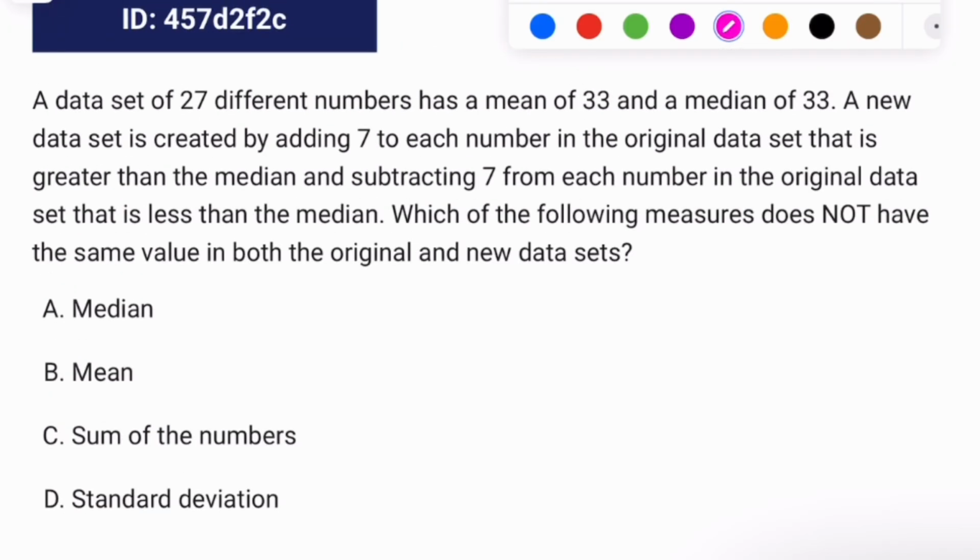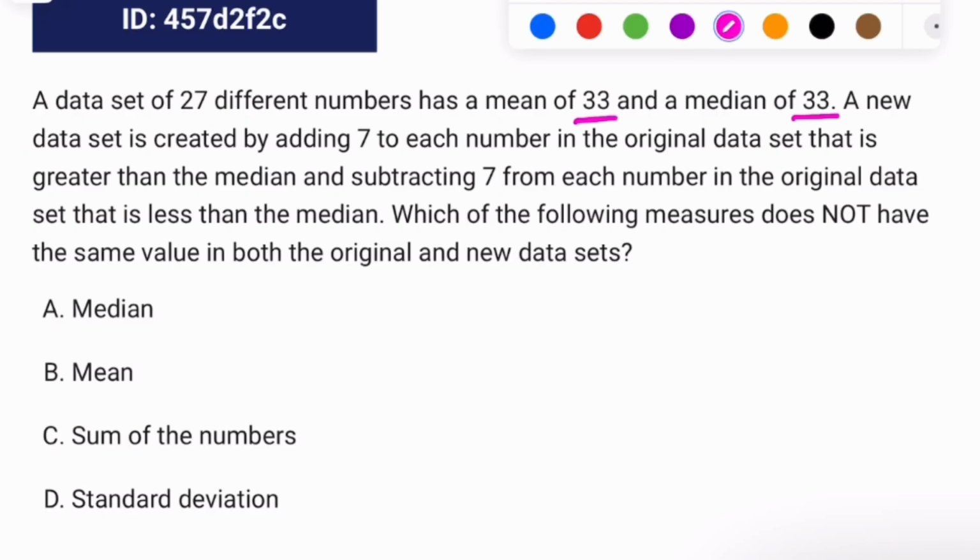A data set of 27 different numbers has a mean of 33 and a median of 33. So the middle value is 33 when they're listed in increasing order or decreasing order. And the mean would be when you add up those 27 values and then divide by 27, the number of values, it gives you 33.